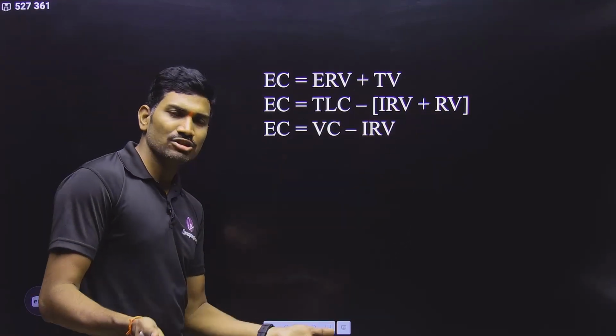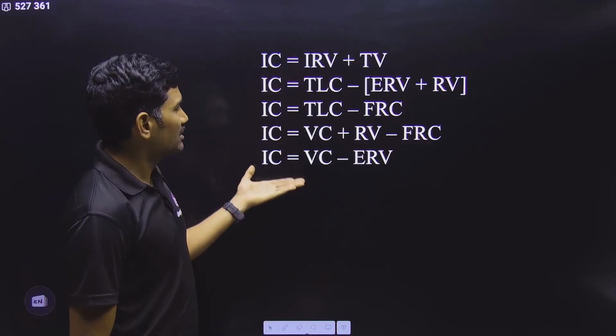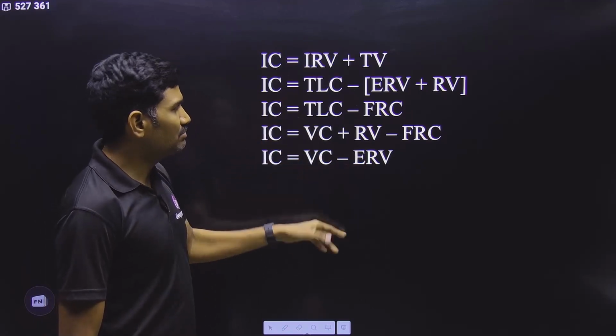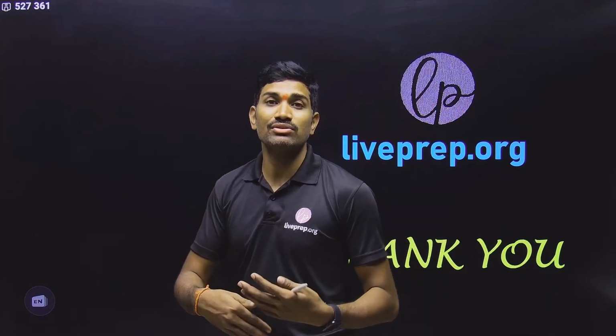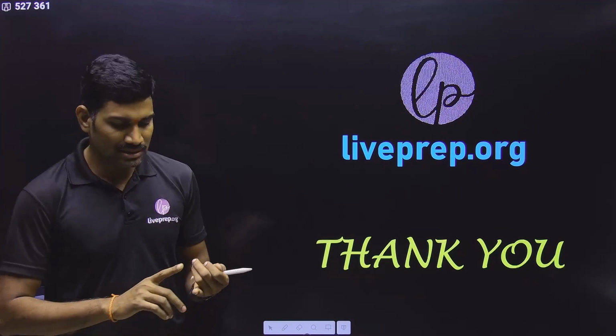VC minus IRV, like this also write. Anyway, if you know one, you should be able to write the other things. Likewise, for inspiratory capacity also I wrote in different ways. Please observe these things. Even though this content is very small, when they write it in the form of some formulae, many students make mistakes. So please understand these concepts.